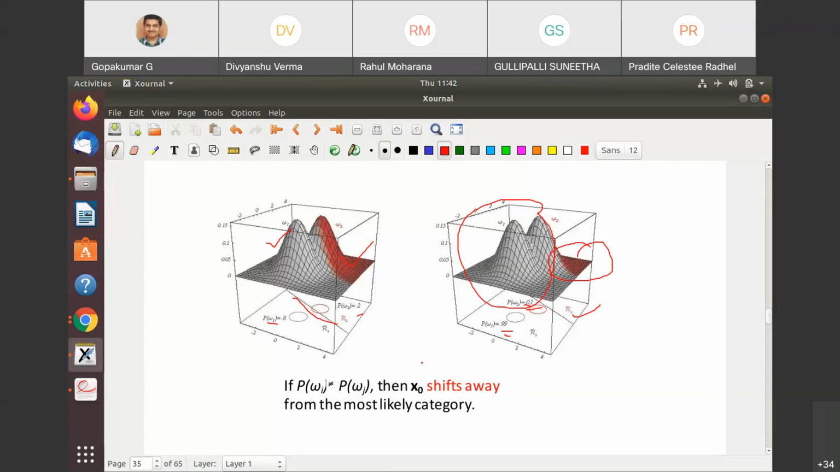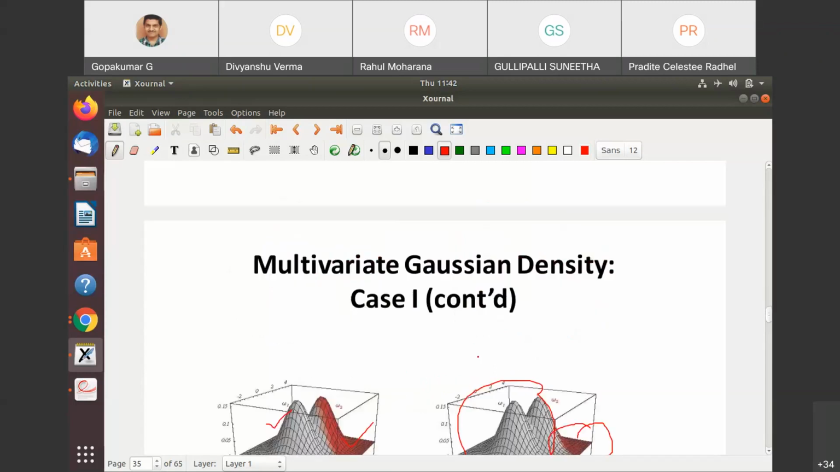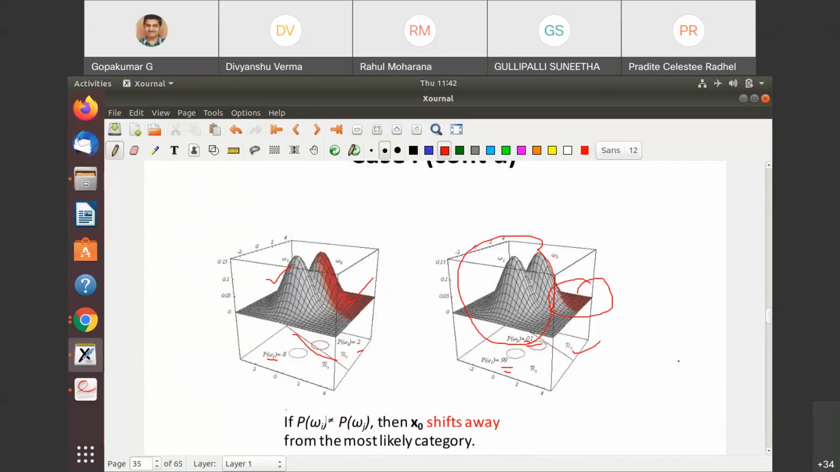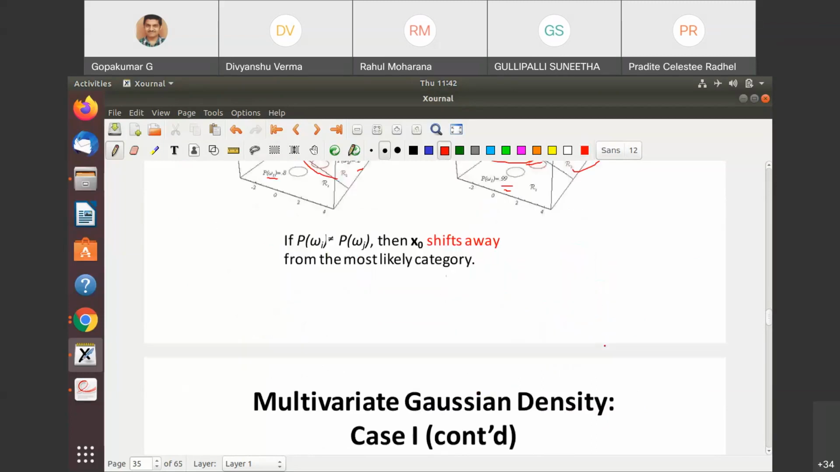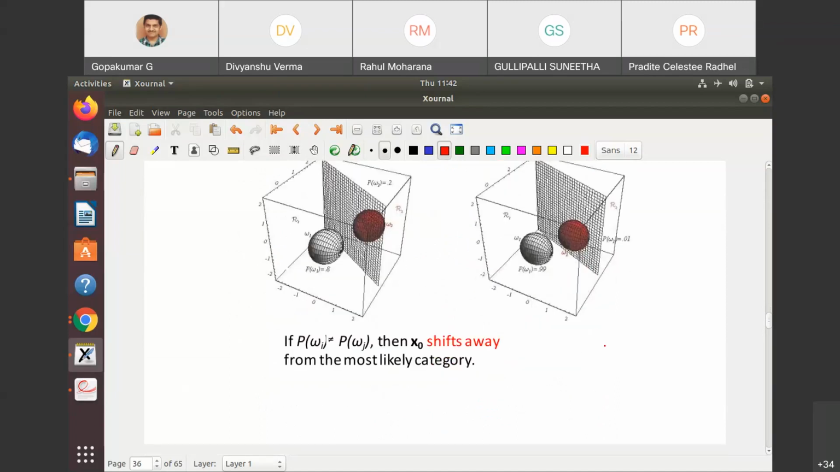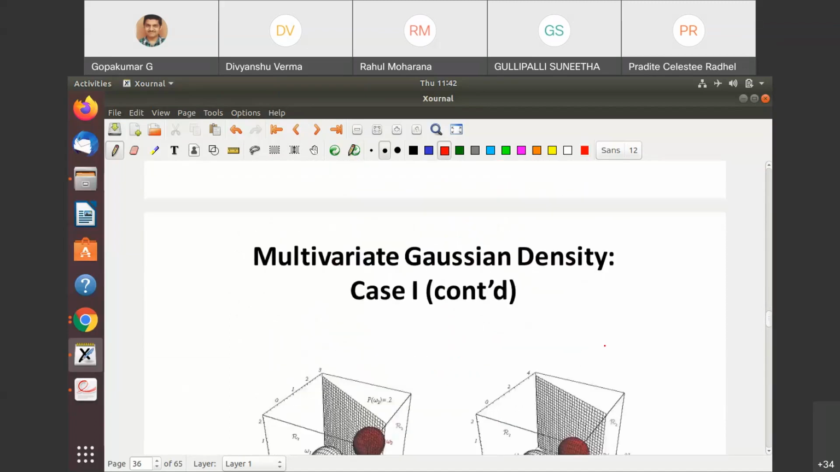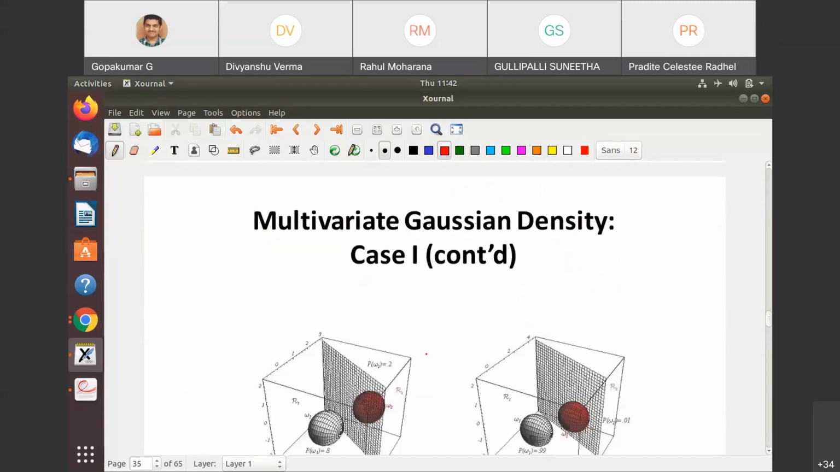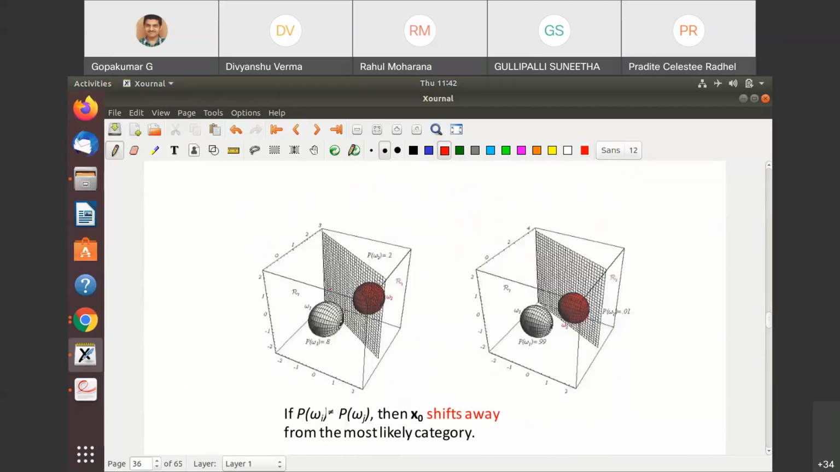So this is in a higher dimension. That's the only thing. This is exactly similar to what we have seen in the previous case, but here you have a feature vector in 2 dimensions or 3 dimensions. When you consider 2 dimensions, your hyperplane is going to be a straight line, but when it comes to 3 dimensions, your hyperplane is going to be a plane.